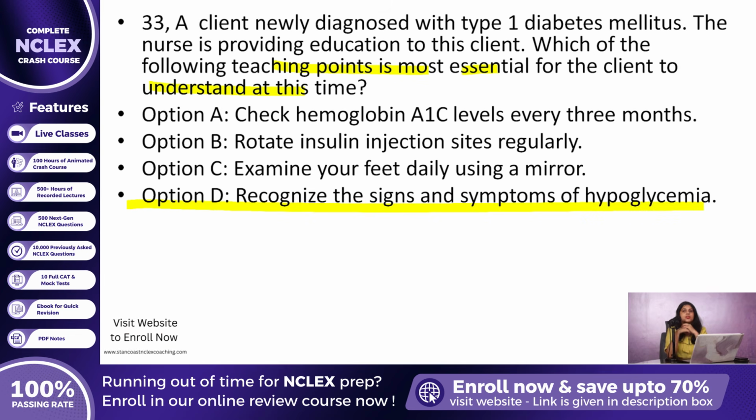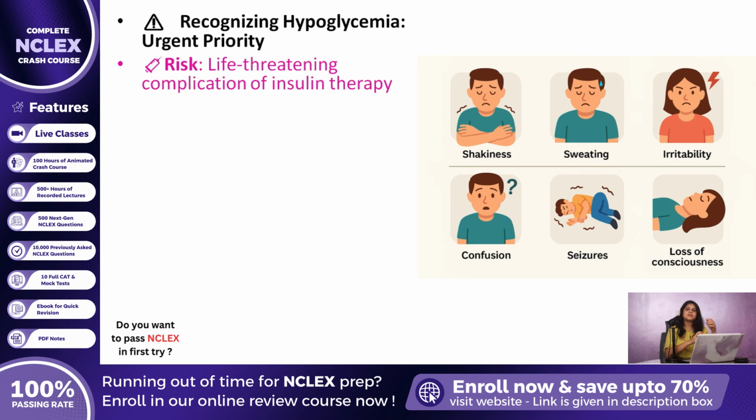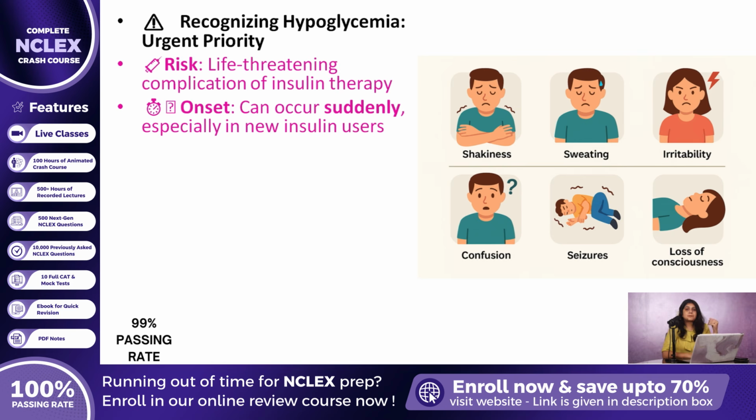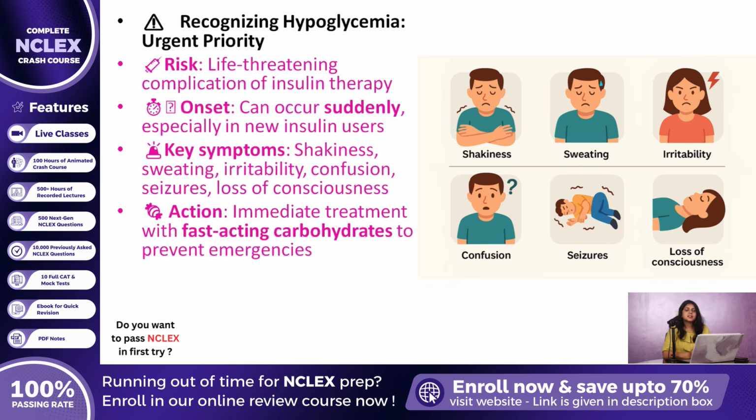Let us unpack why this is the most urgent priority. Hypoglycemia is a potentially life-threatening complication of insulin therapy that can occur suddenly, especially in those newly starting insulin. Clients must be able to quickly identify symptoms such as shakiness, sweating, irritability, confusion, and even seizures or loss of consciousness. Immediate recognition and treatment with fast-acting carbohydrates are critical to preventing emergencies.